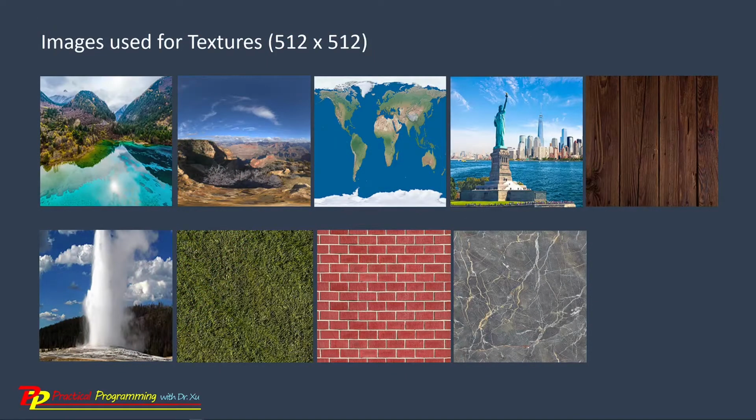In order to create textures, I have added 9 images to the assets folder, as we did in the last few videos. These images have the same size, 512 by 512 pixels, and the same PNG format. Here are the 9 images we are going to use in these examples.